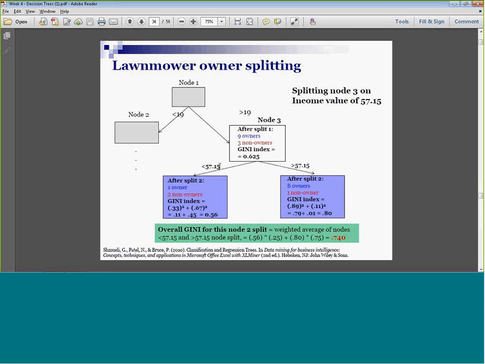So less than 57.15, or $57,150, we end up with 1 owner and 2 non-owners. Greater than that, we end up with 8 owners, 1 non-owner. Those are the Gini numbers. And so we've raised this Gini from 0.625 to 0.740.